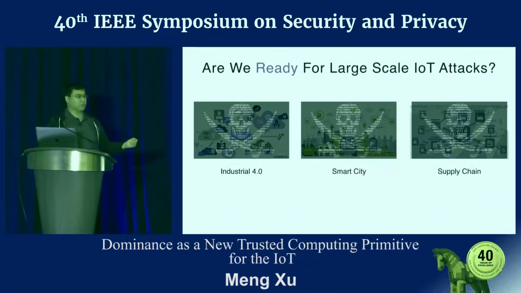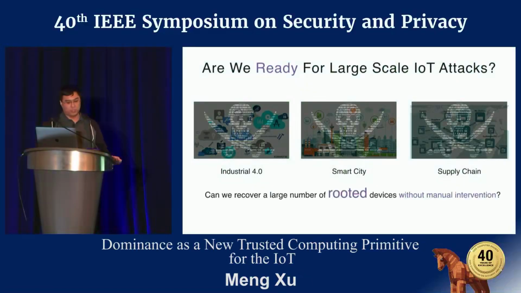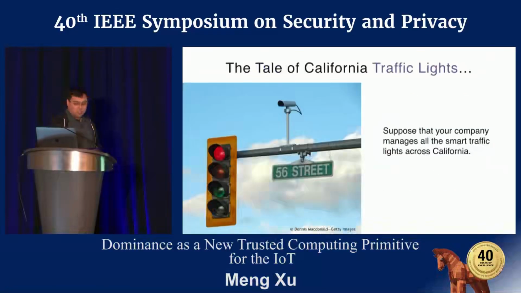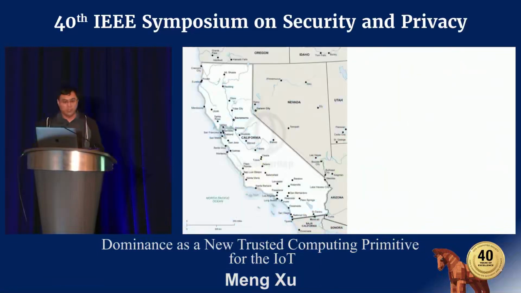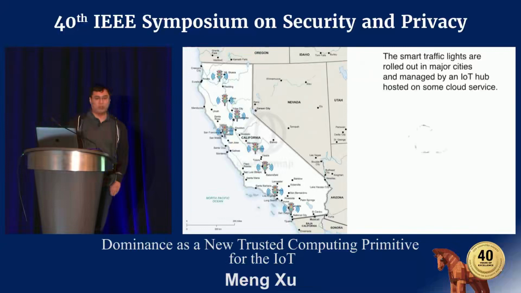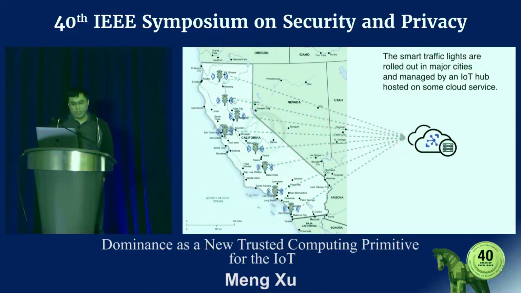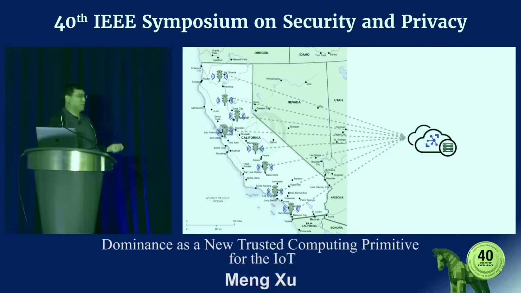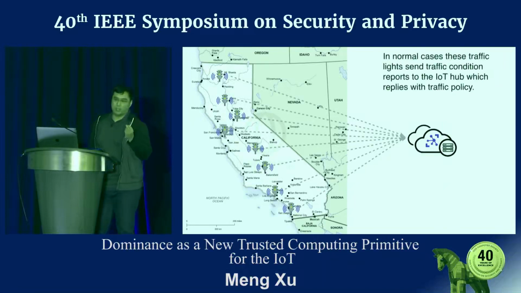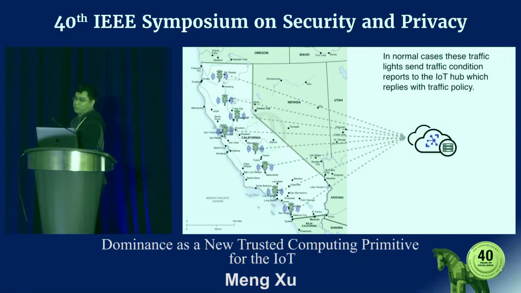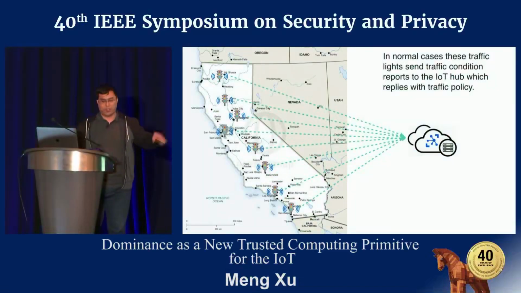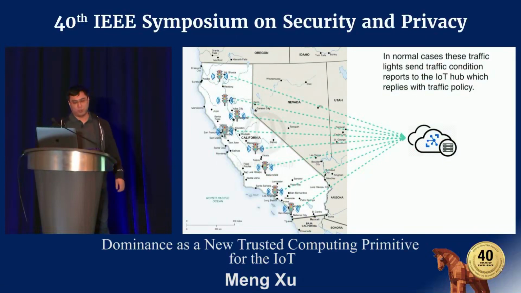How can we recover those devices, even when they are rooted, and without too much manual intervention? Let's think through this with a concrete example. Suppose your company is tasked to manage all the smart traffic lights across, say, California. Those traffic lights are deployed in all the places in California, and they are managed by a central hub called the IoT Hub, hosted on some IoT cloud services. In normal cases, these traffic lights send traffic condition reports to the hub. Then the hub does some processing and replies with how to schedule the traffic in the next couple of minutes or hours.